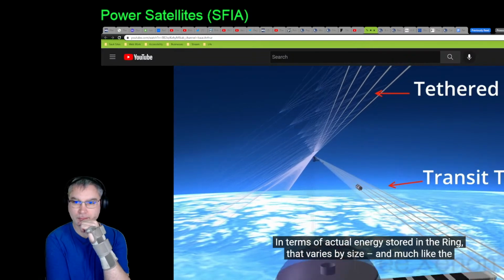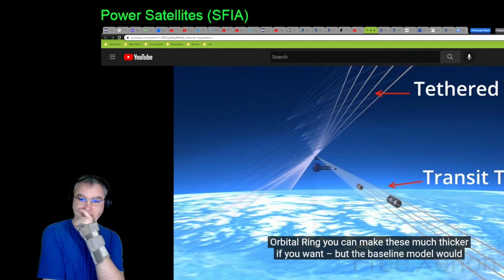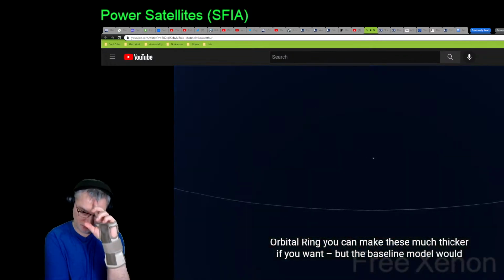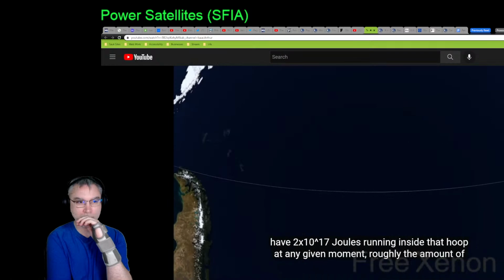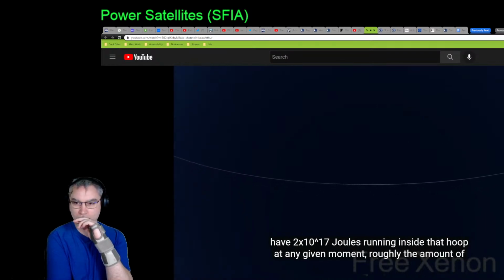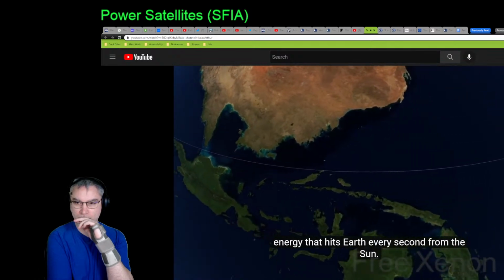In terms of actual energy stored in the ring, that varies by size, and much like the orbital ring, you can make these much thicker if you want, but the baseline model would have 2 × 10¹⁷ joules running inside that hoop at any given moment, roughly the amount of energy that hits Earth every second from the sun.